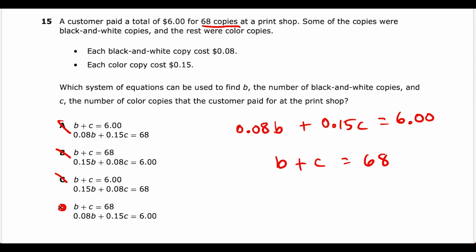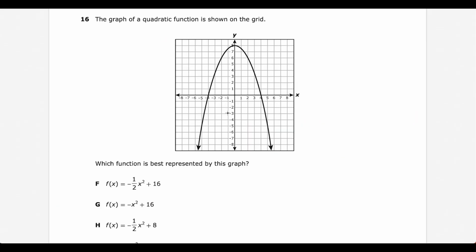And this has to be the answer, but let's double check. B plus C is 68. And we have 8 cents times B plus 15 cents times C equals 6. Definitely our answer. Question 16, we have a graph of a quadratic. We want to know which function best represents the graph.